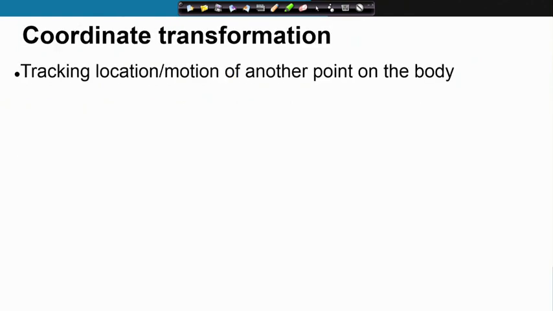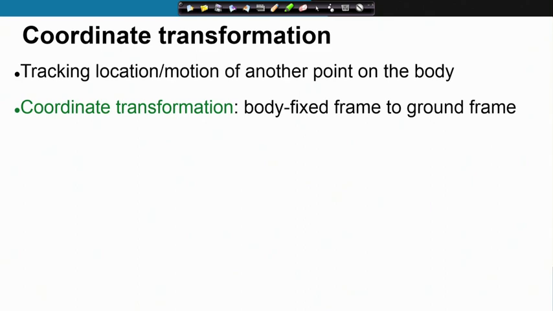Now, in order to track the location or motion of a point on a body which is in motion, maybe on the plane or in space. If I have a body which is moving in space, and there is something else which is also moving with respect to that body, I would like to find out the coordinates of that point in my earth fixed frame. So, I want to track the location or motion of another point on the body. For that I require coordinate transformation. This coordinate transformation will take the coordinates of the point in the body fixed frame to the ground frame. That is the purpose of the coordinate transformation.